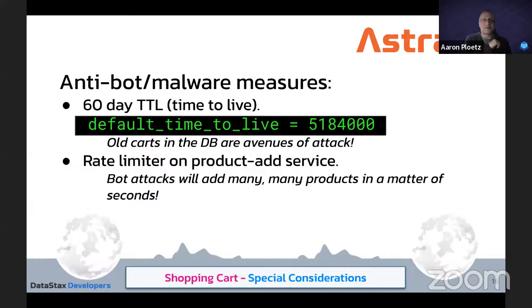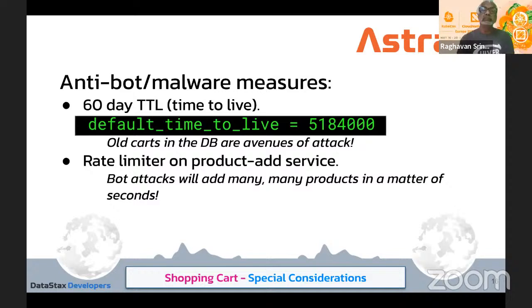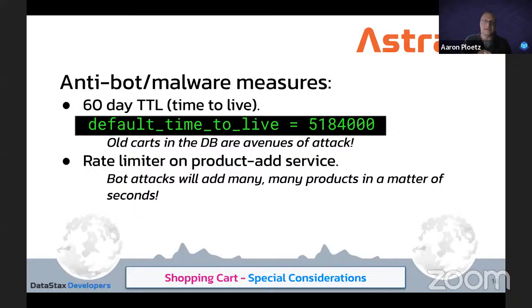So if you look at this particular property that I've set on the tables for today, it's a default time to live of 5,184,000 seconds, which equates to 60 days. And really, it's up to your business to determine what's a good amount of time where we can get rid of an abandoned cart? 60 days seems like it'd be a pretty good fallback. But the bottom line is that you don't want to leave it out there forever, because it is just an avenue of attack that a bot could take advantage of.